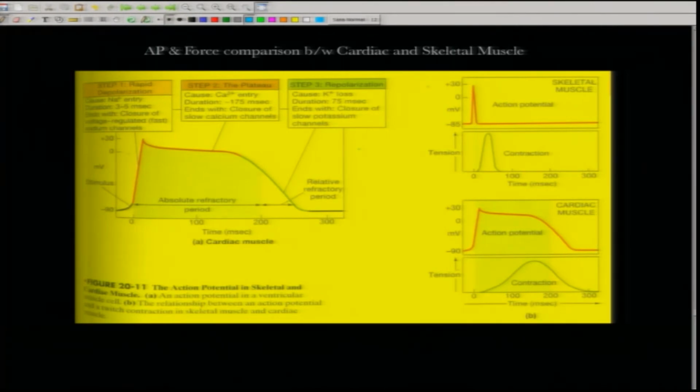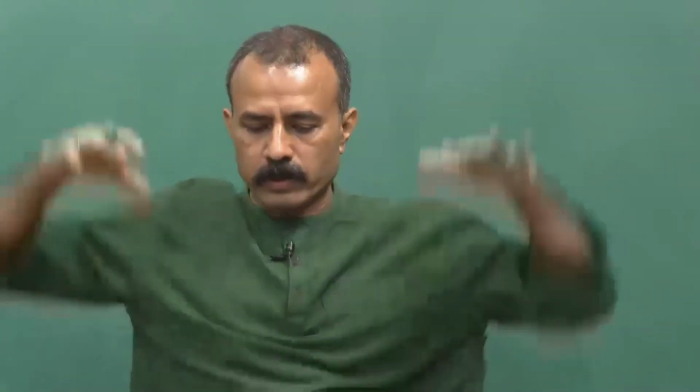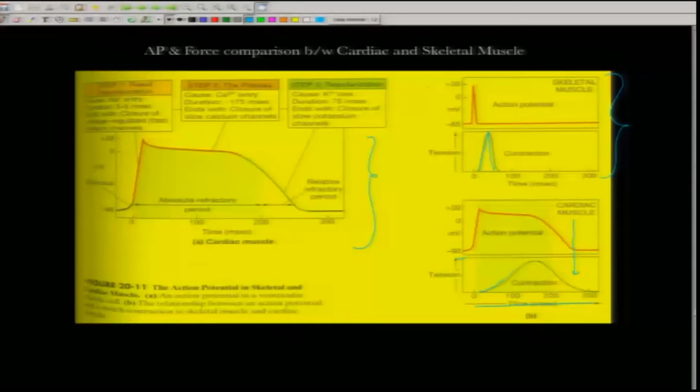So, this is the classic action potential of cardiac myocytes, and if you look at the force generation, this is the contraction force, and this is the time window of the contraction forces, whereas comparing it with the skeletal muscle. In skeletal muscle, things happen in one shot, big force, whereas here the force is distributed over a period of time.